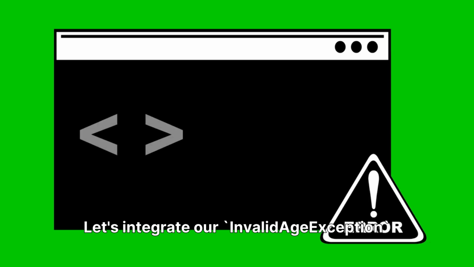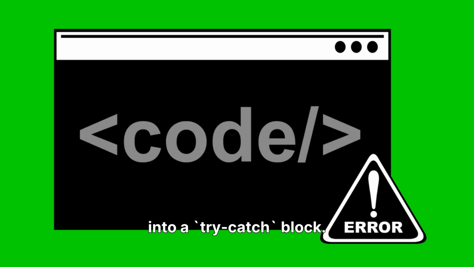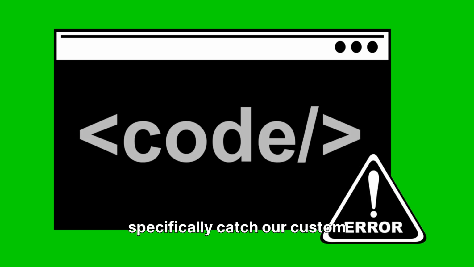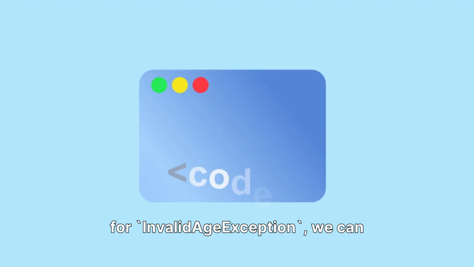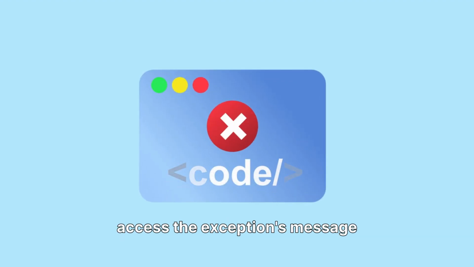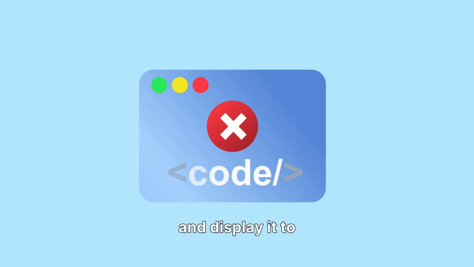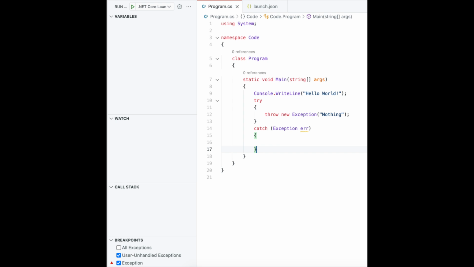Let's integrate our invalid age exception into a try-catch block. We'll attempt to call our processor method and specifically catch our custom exception. Within the catch block for invalid age exception, we can access the exception's message and display it to the user, providing clear feedback about the invalid input. Following the specific catch block, you can include a more general catch block to handle any other unexpected errors that might occur. This acts as a fallback.